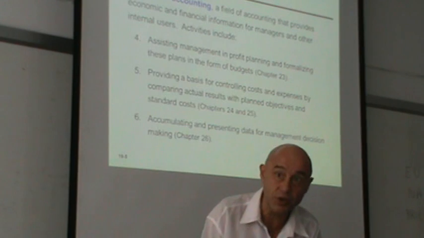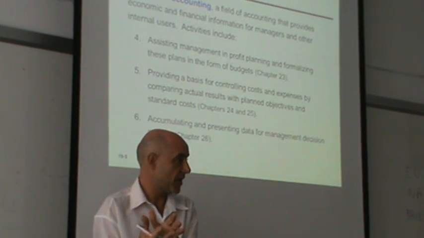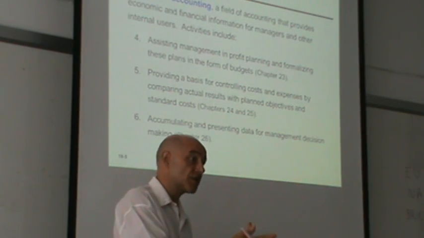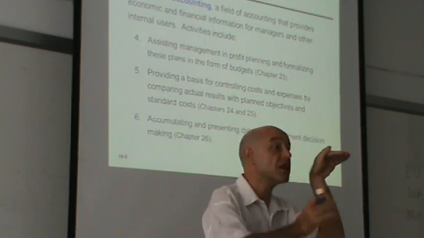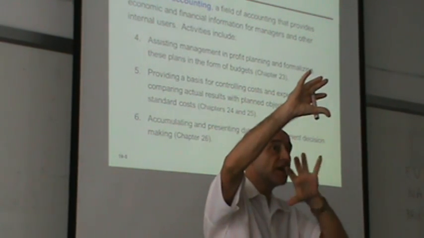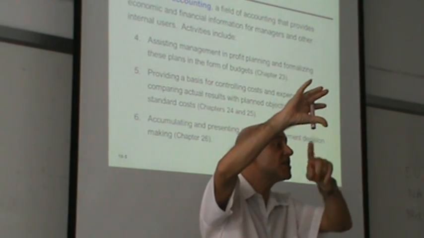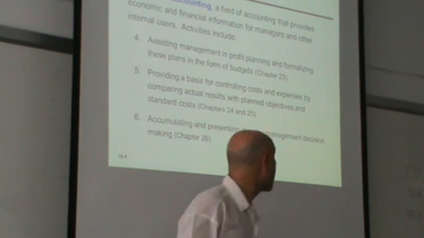So you compare what you actually spent against what you plan to spend. So we're going to have a plan for profit, which means you're going to plan revenues, then plan expenses. You want to see where the problems are.